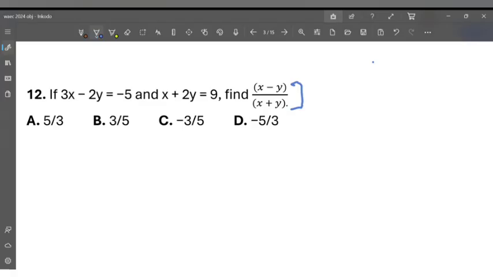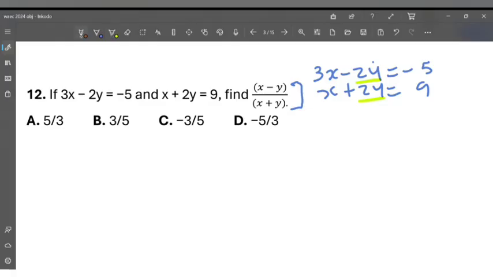So I'm going to bring them out here. This 3x minus 2y equals minus 5, and x plus 2y is equal to 9. All right. Now, I want to use the elimination method. Why am I using the elimination method? Because I can see that I have 2y. I have the same value. Even though the signs are different, they are the same. So I can use the elimination method.